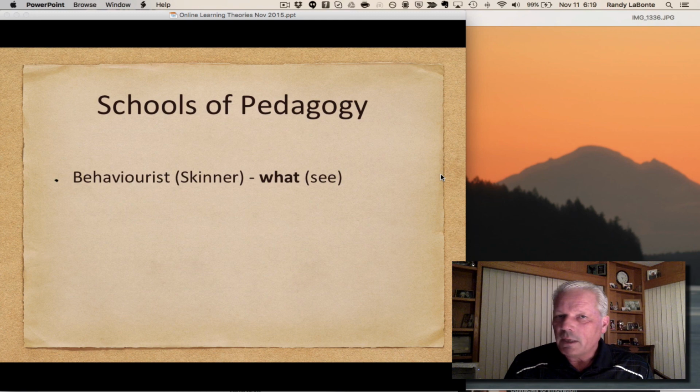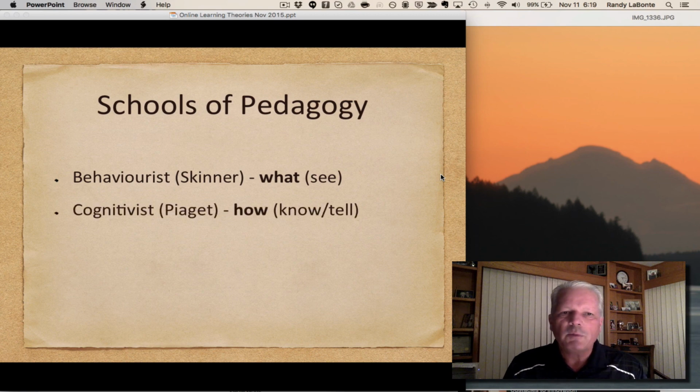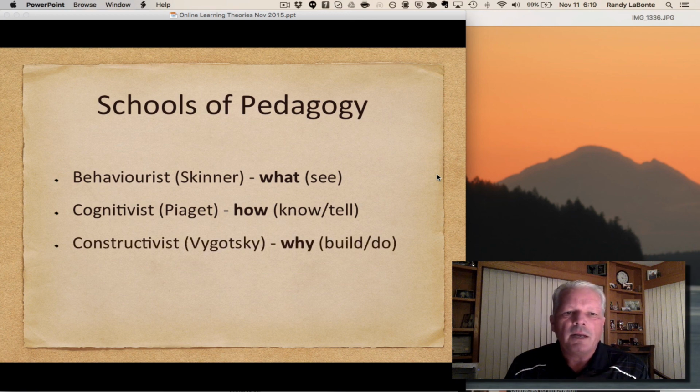But I grew up in an era, and I started teaching when behaviorism was critical. So it was all about stimuli and response, and it was about almost, I won't say Pavlovian training of dogs, but it was kind of that way. Piaget talked a lot about the hows, the know and tells, the cognitive side. So it's about building content, information, cognitive understanding of different things so that I have that in my mind. Well, then Vygotsky started to talk about the whys, or the building, the doing, the constructivist kind of approach, so that I don't really understand something until I've grappled with it and built it.